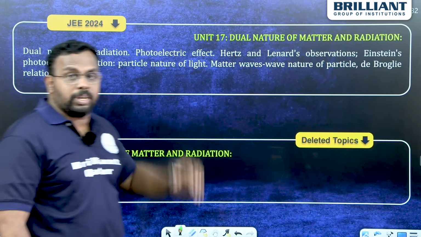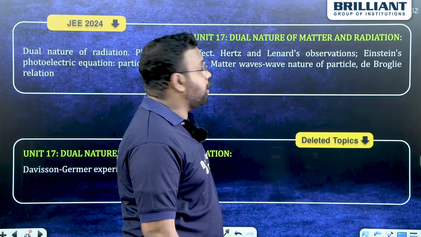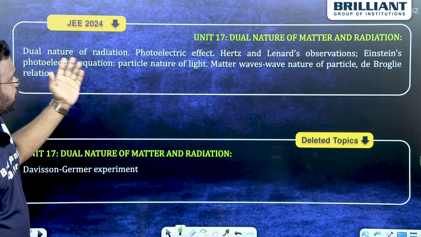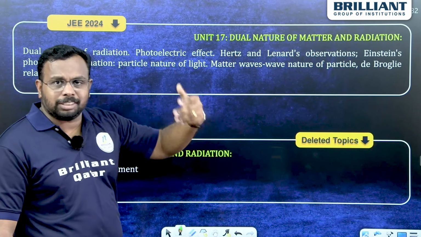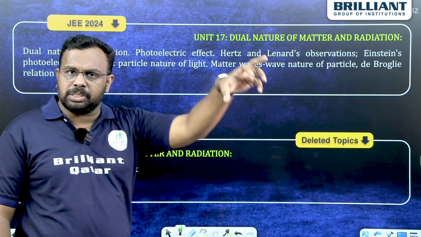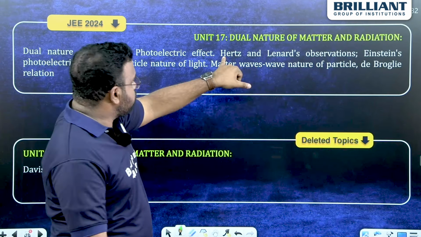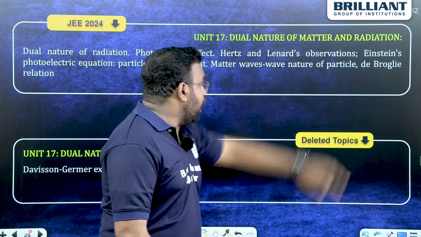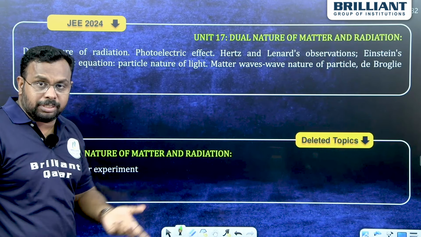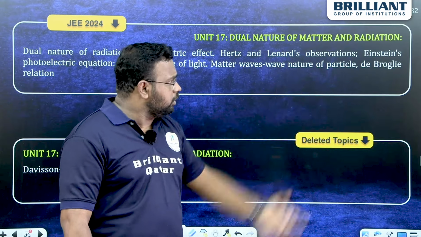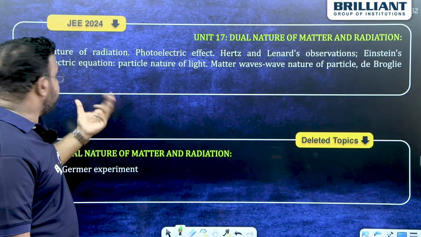Next, now we are in modern physics, dual nature of matter and radiation. Dual nature of radiation, photoelectric effect. You know what are the things we need to study from photoelectric effect. All experimental observations, the graph, its explanations, Hertz and Lenard's observations. So these are the observations I was talking about. Einstein's photoelectric equation, very important. Particle nature of light, matter waves, wave nature of particle, de Broglie relation.